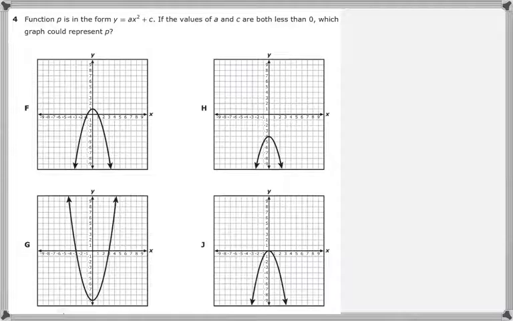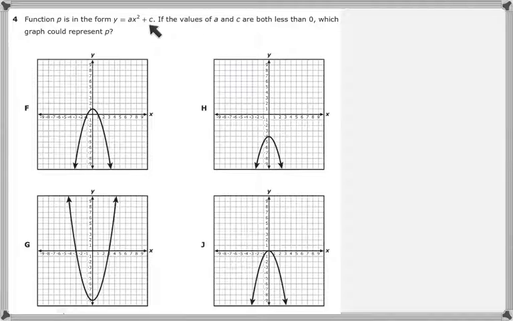This is question number 4 from the May 2016 release version of the Algebra 1 STAAR test. It says function p is in the form of y equals ax squared plus c. If the values of a and c are both less than 0, which means a and c are negative, which graph could represent p? So let's start by looking at a.